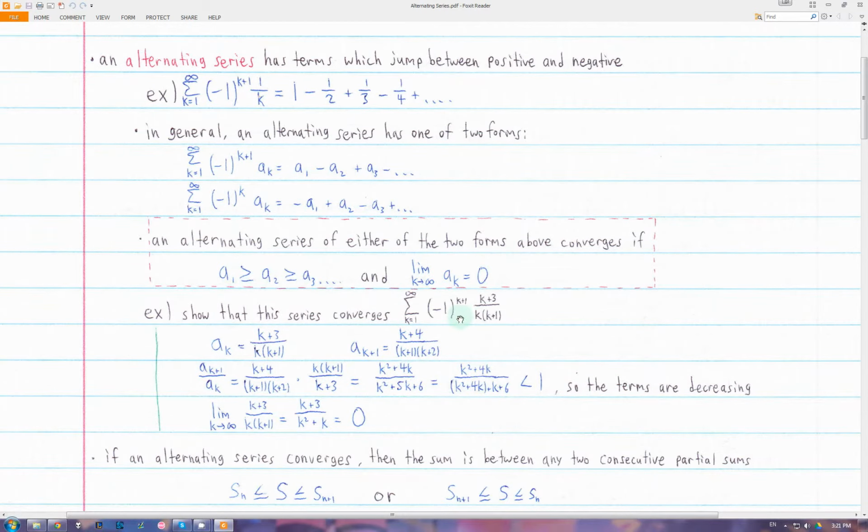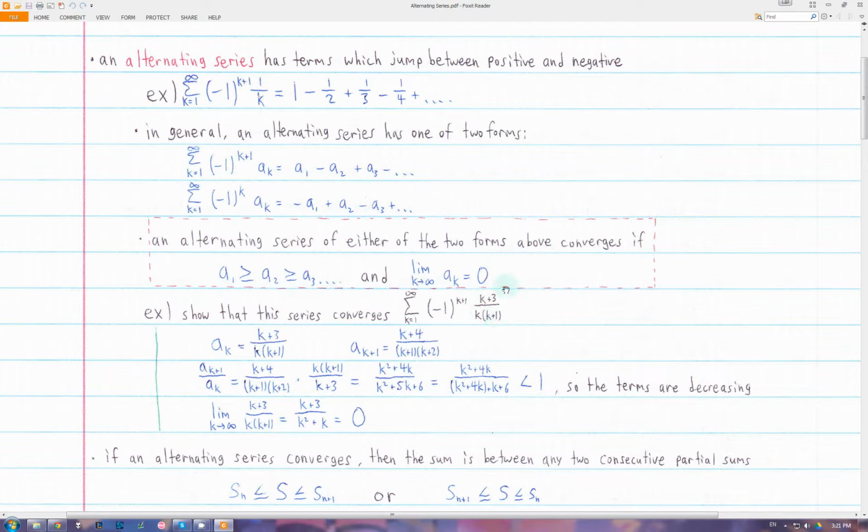So, for this series here, you can see that we have a general term and then the negative 1 to the k plus 1 power. So this fits one of these two forms here. And just by looking at this, we know that this is always going to be decreasing since we have k on the top and k squared on the bottom.